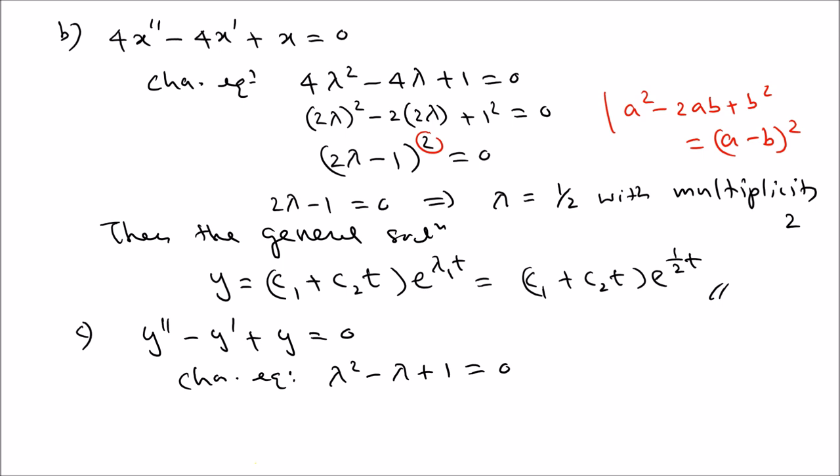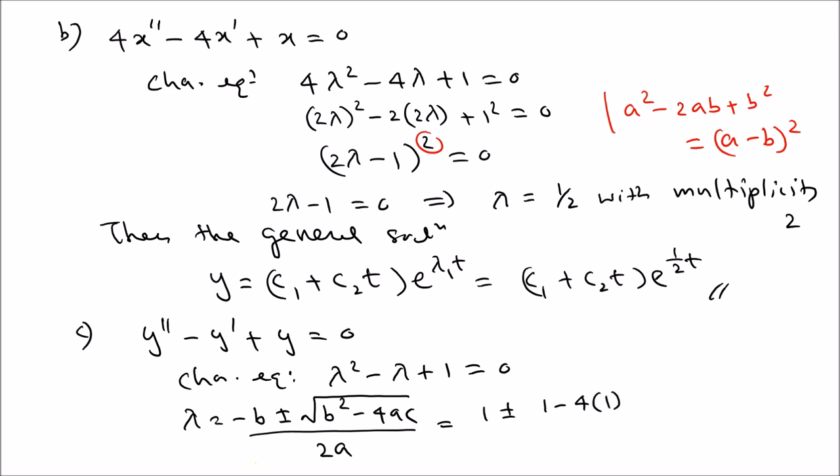So you have to use the quadratic formula. So this is lambda equals negative b plus or minus the square root of b squared minus 4ac, over 2a. So let's plug in here. You get 1 plus or minus the square root of 1 minus 4ac, over 2a, which means 2. So which is 1 plus or minus the square root of negative 3, over 2.